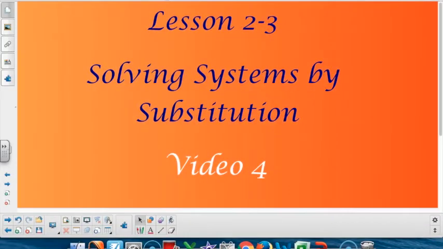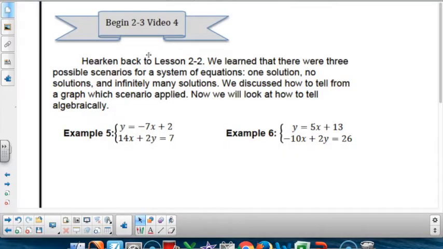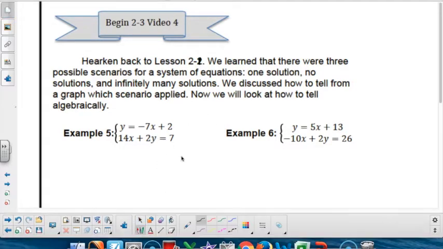Video 4, you may find this information a bit redundant because we have already covered it in earlier videos. But I want you to think back to when we were first looking at solving systems of equations back in lesson 2.1, and we talked about the fact that there were 3 possible scenarios. We could end up with one solution where the 2 lines intersect. We could end up with no solutions if they run parallel to each other and never cross, or we could have infinitely many solutions if we end up graphing them and they're right on top of each other.